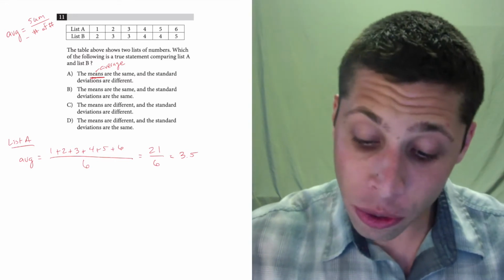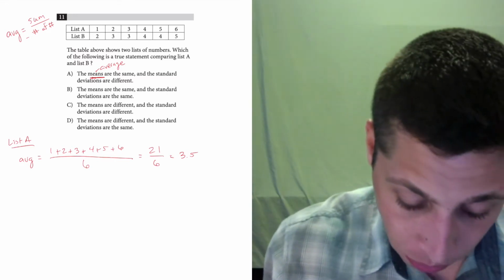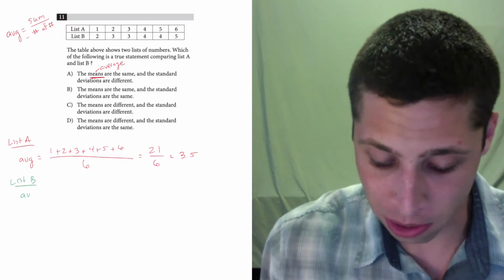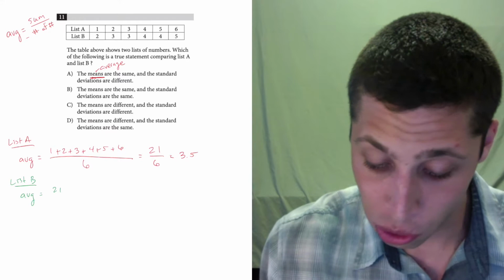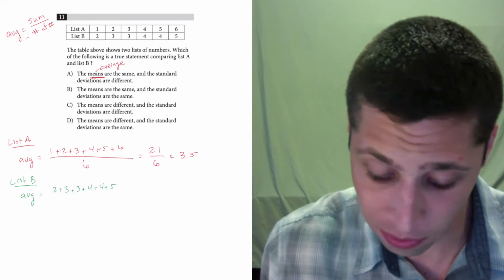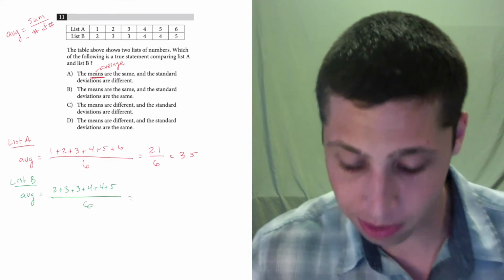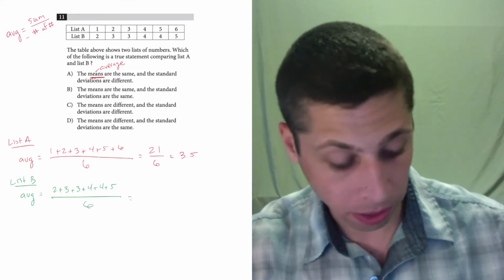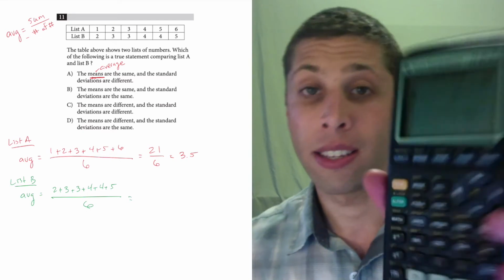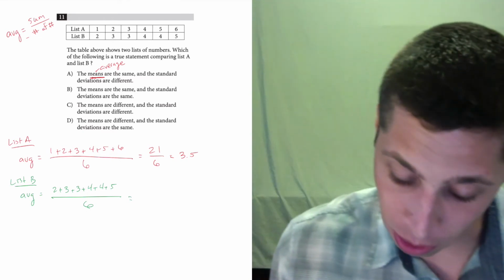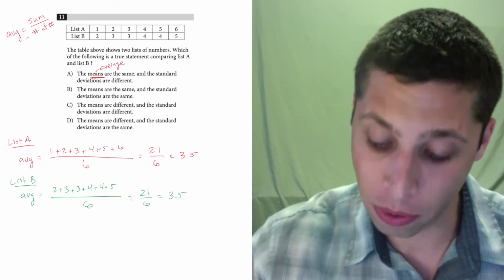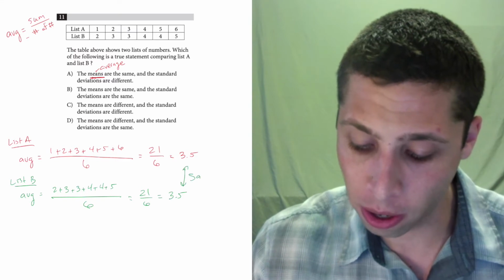So now we need to do the same thing for list B. If we knew the formula, then it shouldn't matter. We're just repeating a process here. So the average is 2 plus 3 plus 3 plus 4 plus 4 plus 5, still divided by 6. And again, I'm going to clear my calculator. 2 plus 3 plus 3 plus 4 plus 4 plus 5 gets me 21 again. And so that I don't even need to do. 21 divided by 6 is still going to be 3.5.